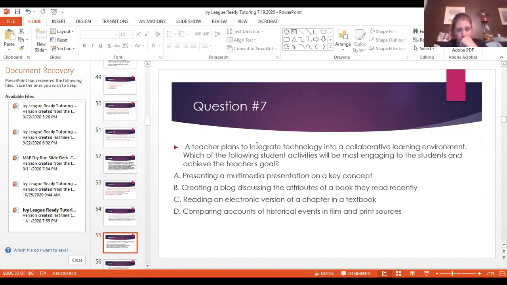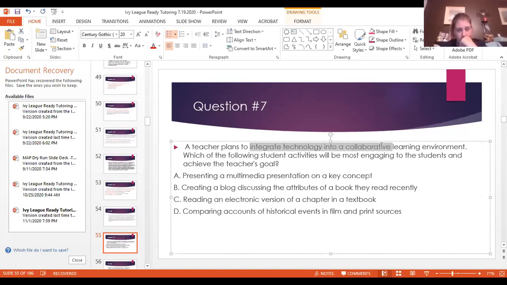So a teacher plans to integrate technology into a collaborative learning environment. Which of the following student activities will be most engaging to the students and achieve the teacher's goal? See how these questions are not too far from each other, right? I got these from two totally different sources, and at the end of the day, it's the same stuff, right?